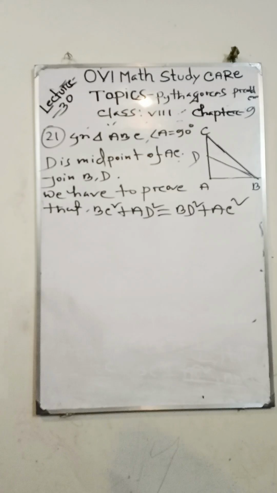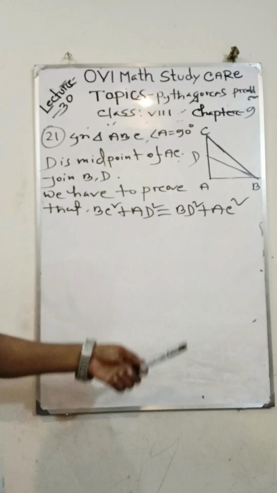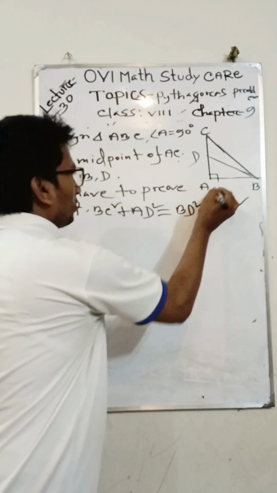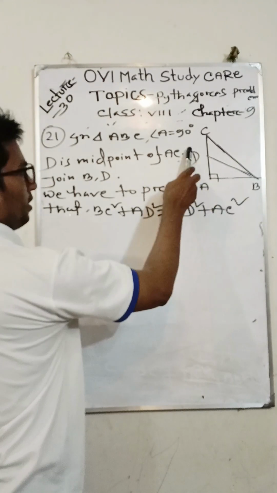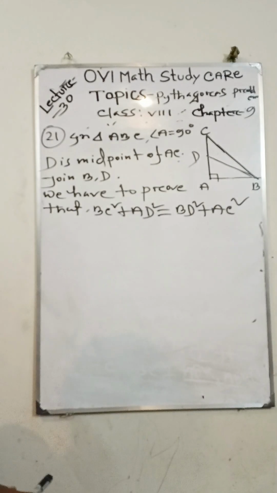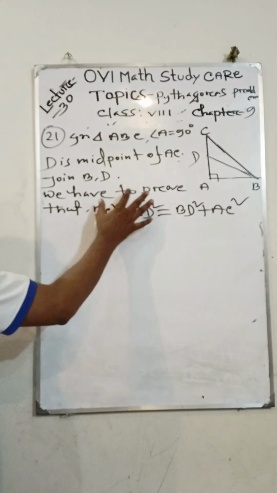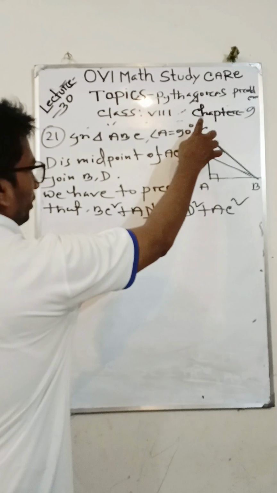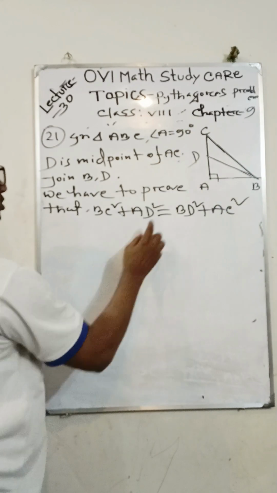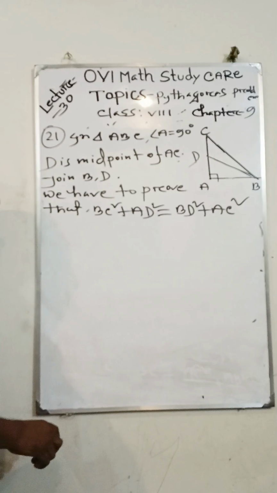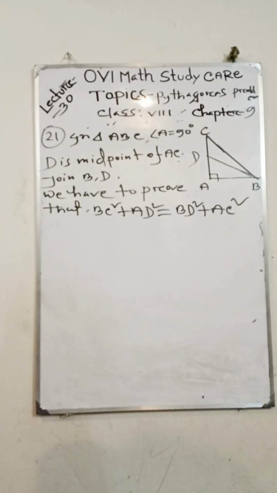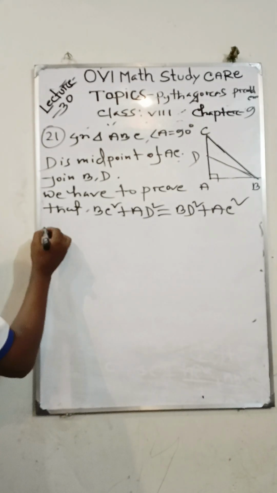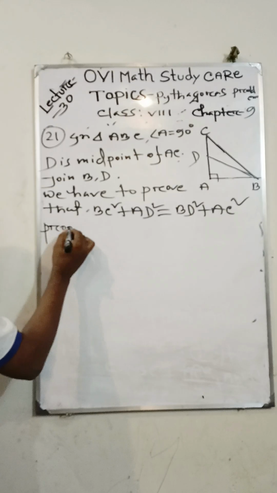Dear students, this is our next problem, problem number 21. Here in triangle ABC, A is the right angle, 90 degrees, and D is the midpoint of AC. Now we join B, D. We have to prove that BC square plus AD square equals BD square plus AC square. How can we prove this? Dear students, prove.